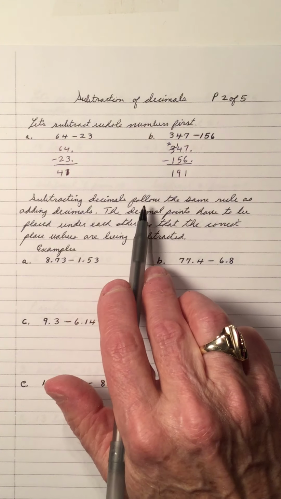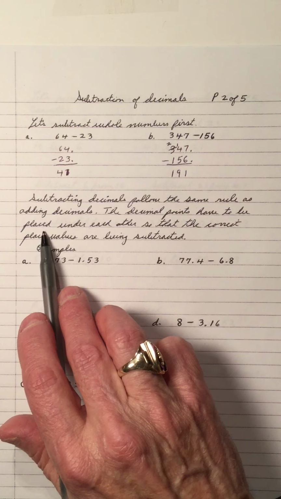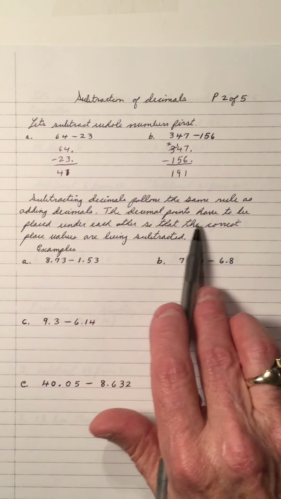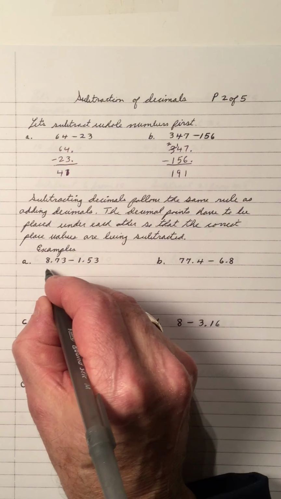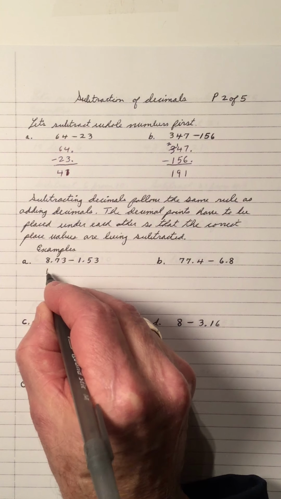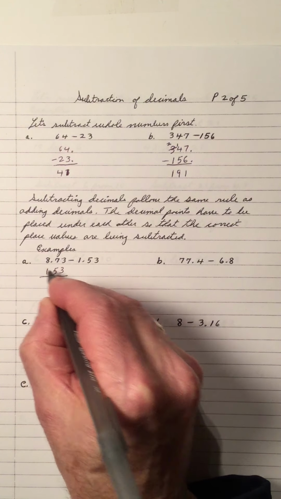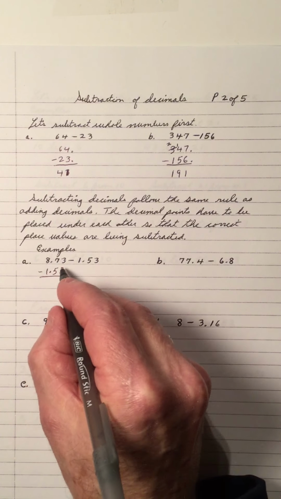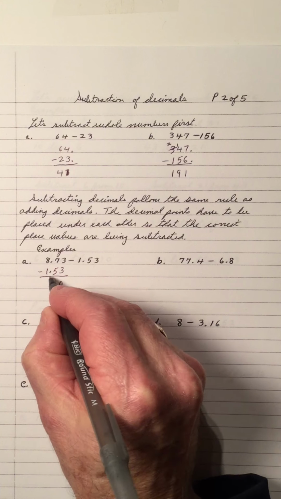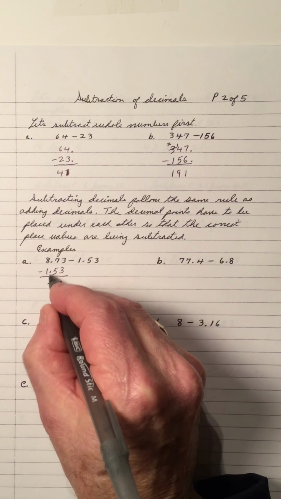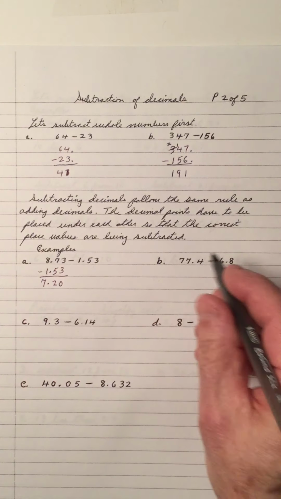Subtracting decimals follows the same rule as adding. The decimal points have to be placed underneath each other so that the correct place values are being subtracted. Let's look at 8 subtract 1.53. Notice the decimals are lined up. 3 subtract 3 is 0. 7 subtract 5 is 2. Your decimal is underneath each other. 8 subtract 1 is 7.